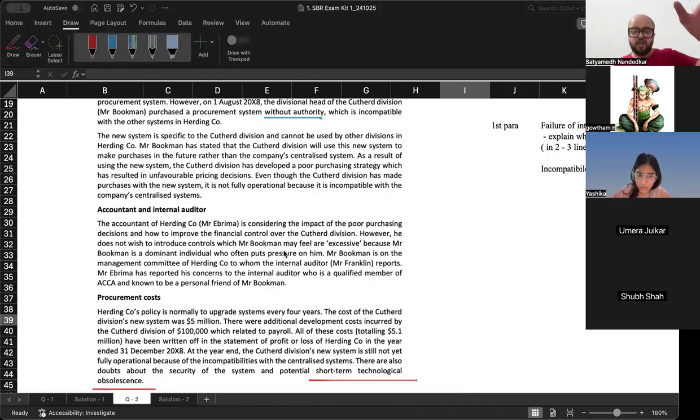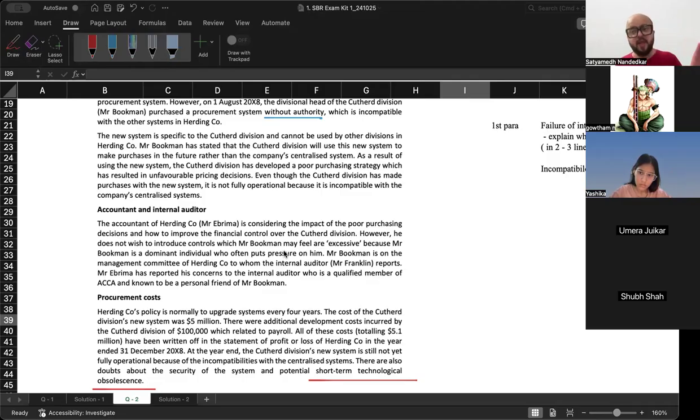The divisional head has purchased a new system. Mr. Bookman purchased the new system, by the way, without having the right authority. Now, write down the impact of that: poor purchasing strategy, unfavorable pricing decision. Write that down. See, you can't just say this is a bad strategy or this is wrong because he did not have the necessary authorization.